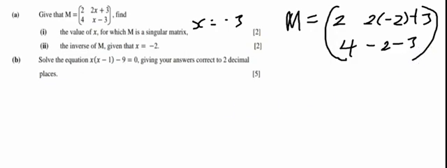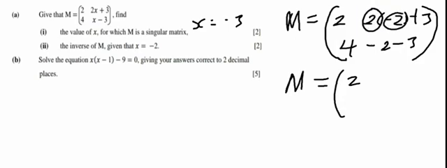Now, matrix M is equal to, here we are having 2, which is this one. Then from there now, positive 2 multiplied by negative 2, the answer is going to be negative 4. Right? Then plus 3.